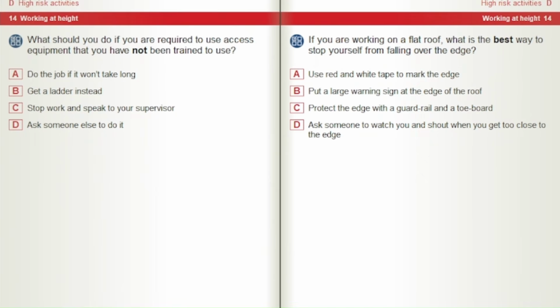What should you do if you are required to use access equipment that you have not been trained to use? Do the job if it won't take long. Get a ladder instead. Stop work and speak to your supervisor. Ask someone else to do it.